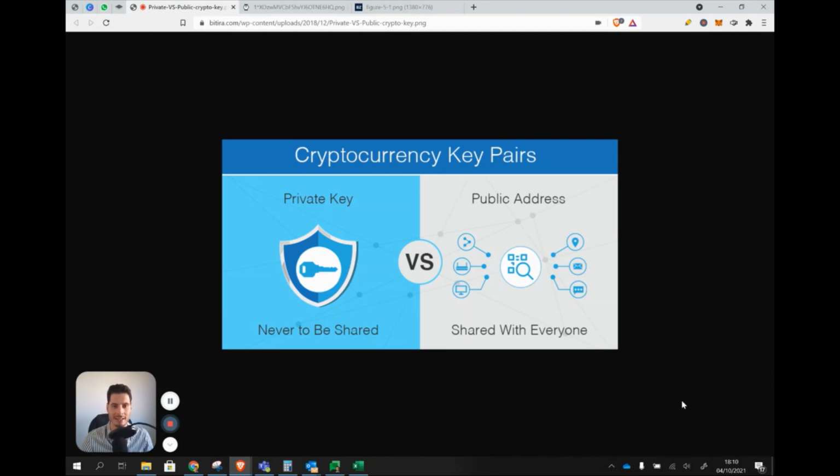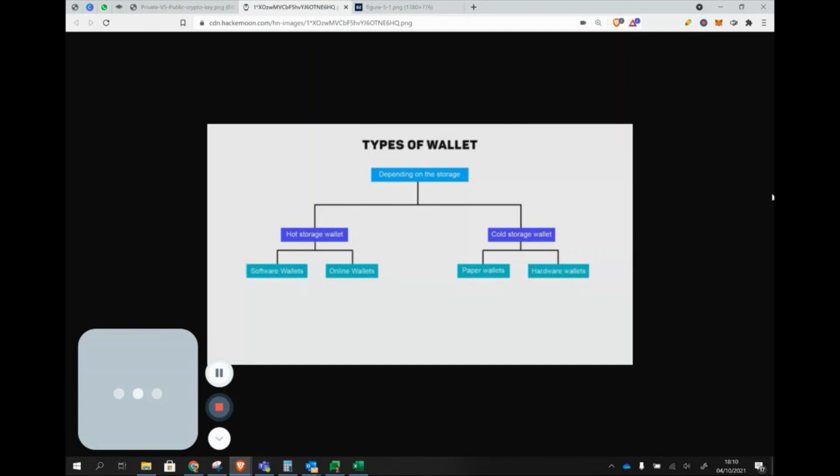In order to send an email to someone, you need an email address. This email address can be well known. You can add it on your social media. It's public. It's available for everyone. But in order to send an email, you need a password. So you want that only you have access to the email account, meaning the password is like the private key and the public address is like your email address. So private and public.